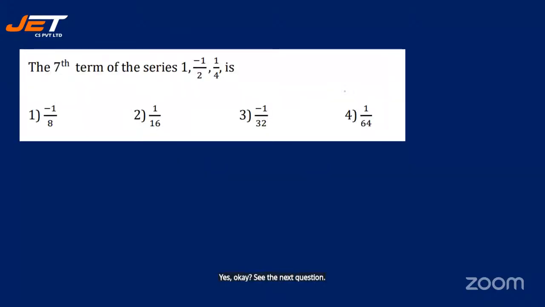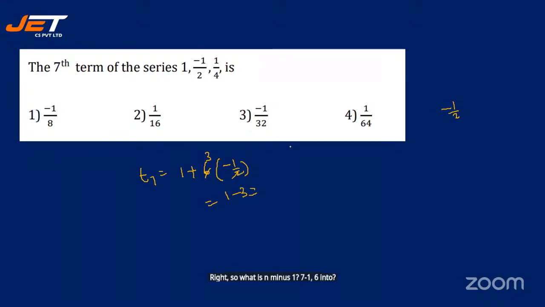The seventh term of the series is dash. That means T7, A plus n minus 1 into D. So what is D? Minus half by 1 is minus half. Right? So what is n minus 1? 7 minus 1, 6 into D.